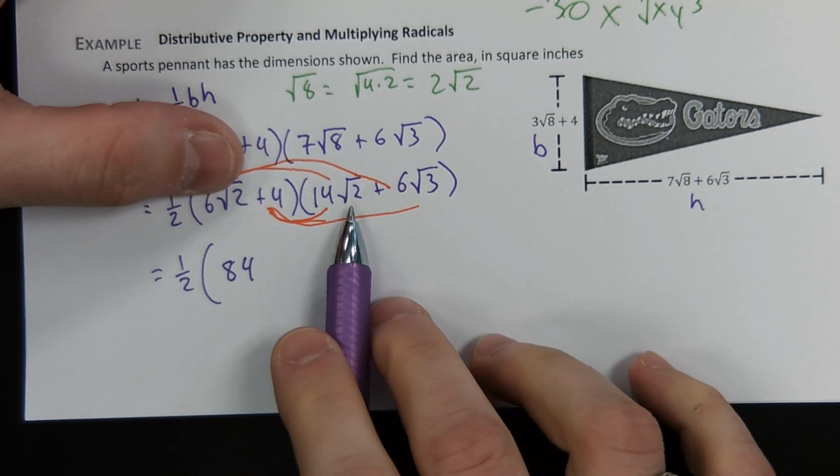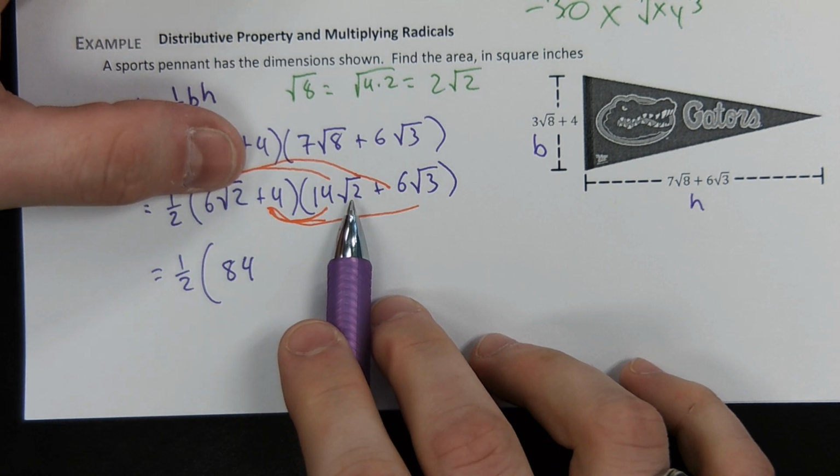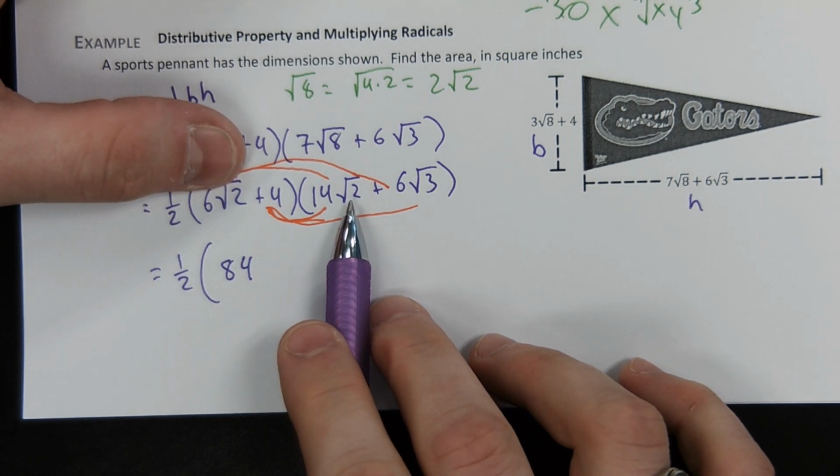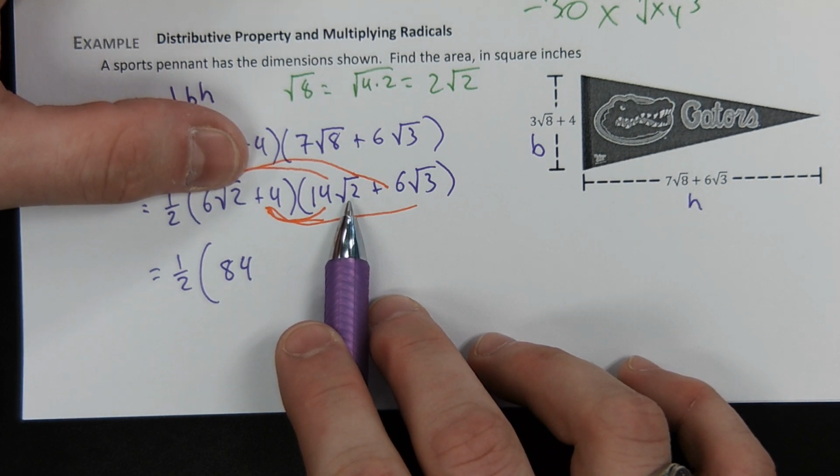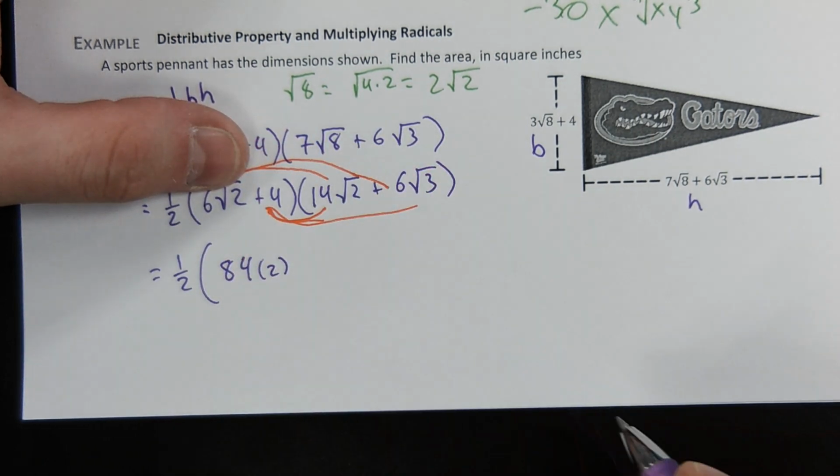What's root 2 times root 2? It's 2. Because you just squared a square root. You call it root 4 if you want to. But what's the square root of 4? It's 2. There you go.